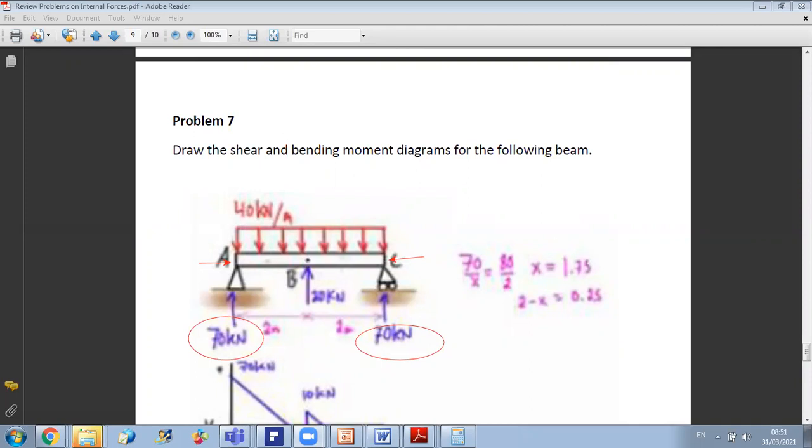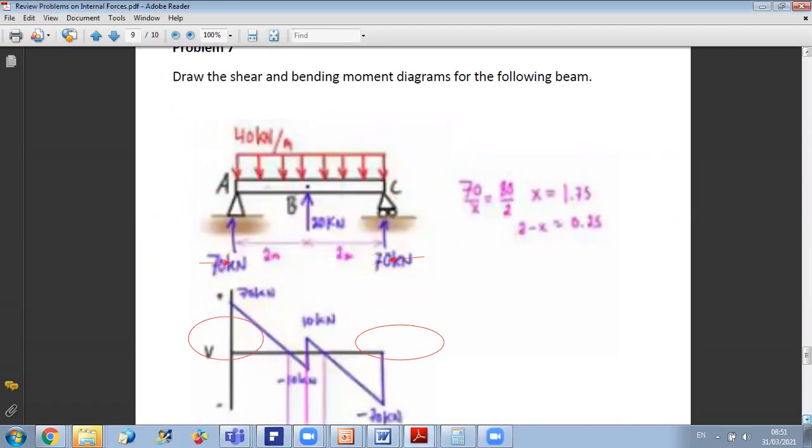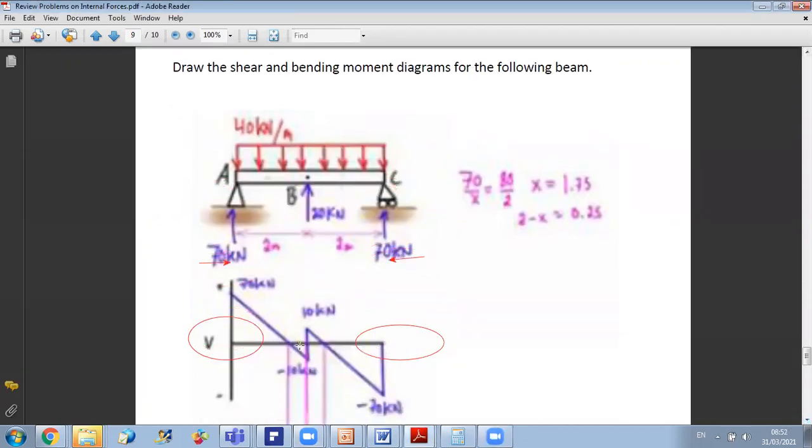And why do we have 0 at the middle? Because due to symmetry, half of the load is supported by each of the supports. So when you do a cut at the middle, half of the load will be in equilibrium with the reaction.